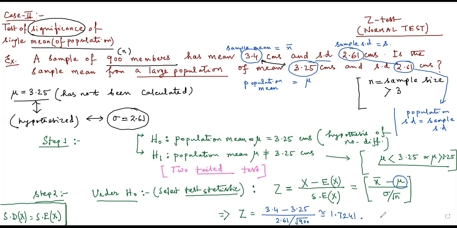Now, once we calculate the test statistic, we will go to step number 3. In step number 3, it is saying that, first of all, we need to calculate the absolute value of Z. Because sometimes it may so happen that capital Z, the test statistic that we are using, gives you a negative value. So to be on the safe side, we always take the absolute value.